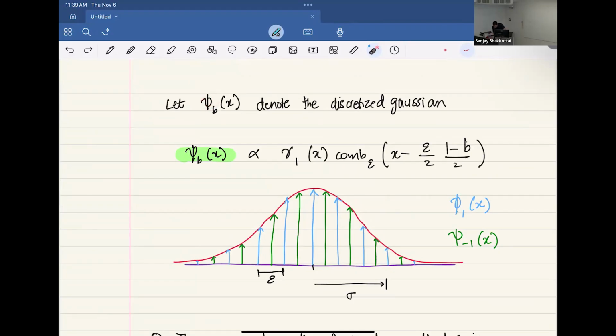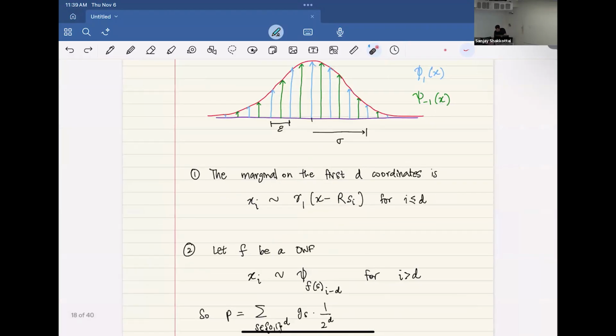So psi B of X, where B is either plus or minus 1, is a discretized Gaussian, but the discretization is shifted depending on the value of B. So when B is -1, psi is these green ones, so it's shifted off center, but then discretized just the way that you'd expect. The spacing is again epsilon. And then when B is 1, you have the unshifted Gaussian, so it's centered. So you have these two comb Gaussian things, and they're shifted a little bit.